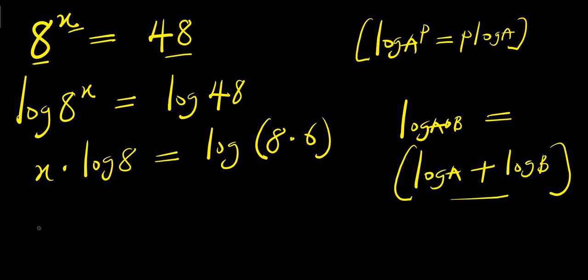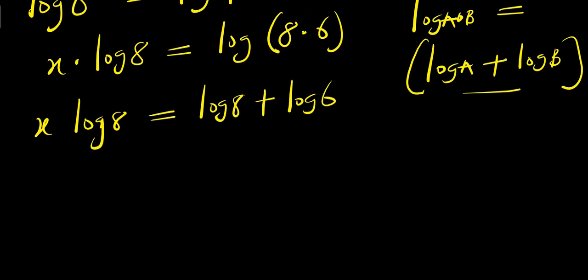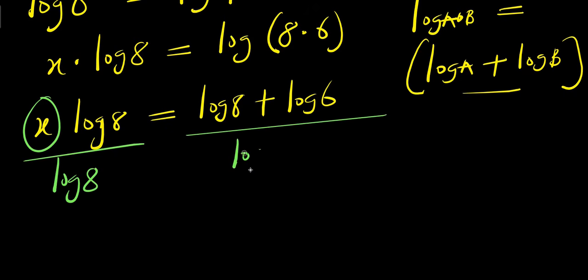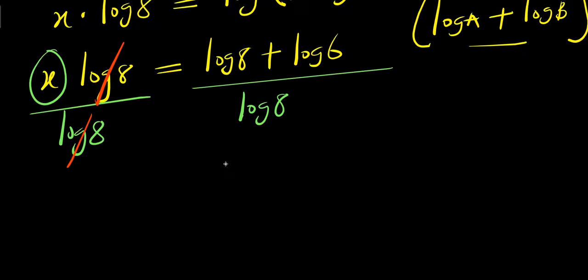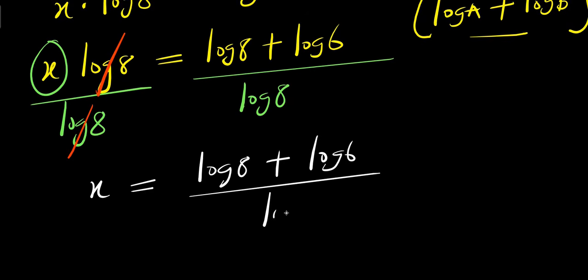So applying this right here, we have x log 8 equals log 8 plus log 6. From here, I can isolate x by dividing both sides by log 8. So what happens here is that this eliminates this. I will simply have x equals log 8 plus log 6 divided by log 8.